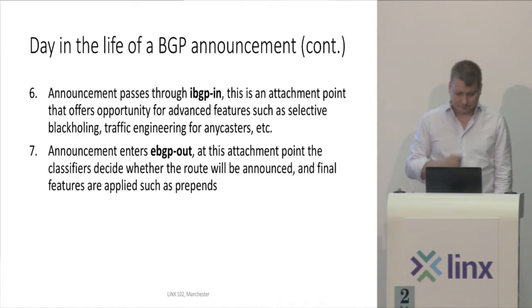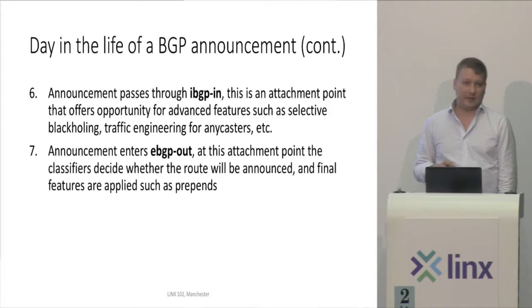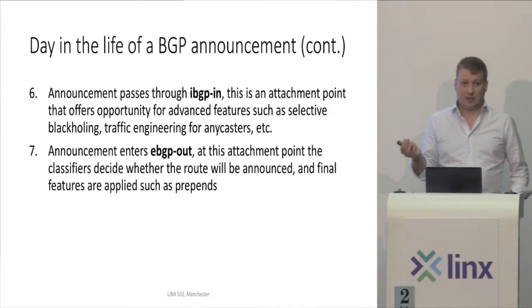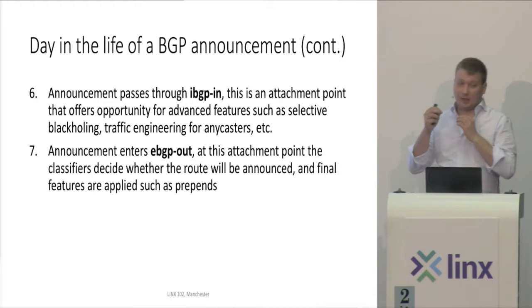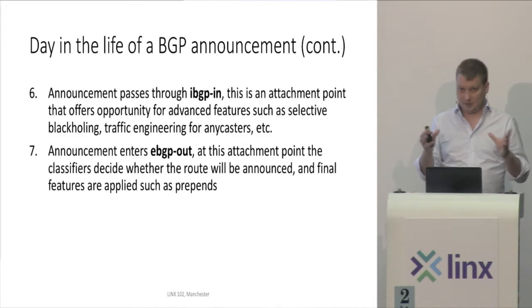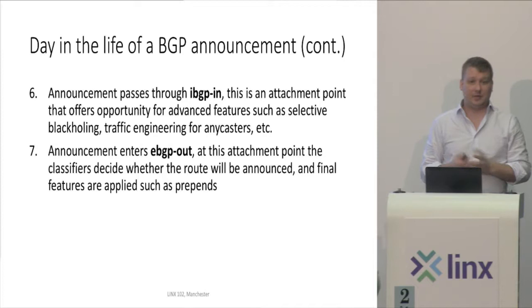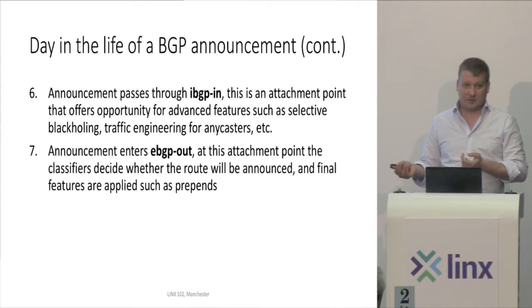iBGP out is the most boring attachment point. In many networks, there's not a lot of things that happen at that particular point. But iBGP in is an attachment point where you can enforce, for instance, regional products. If you sell partial transit that only applies to Europe or only to Asia, generally speaking, in iBGP in is where you enforce the characteristics of that product. It makes it into iBGP in, makes it into local RIB, and then it goes out to neighbors through eBGP out again. At this attachment point is where you will perhaps do some prepending or suppression of announcements if the customer had certain communities set.